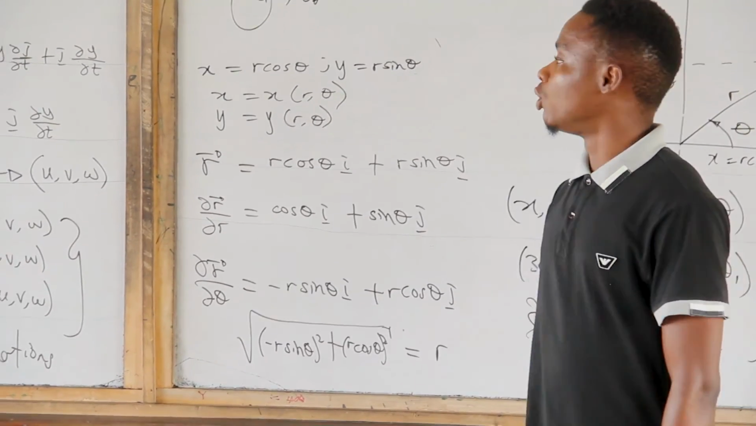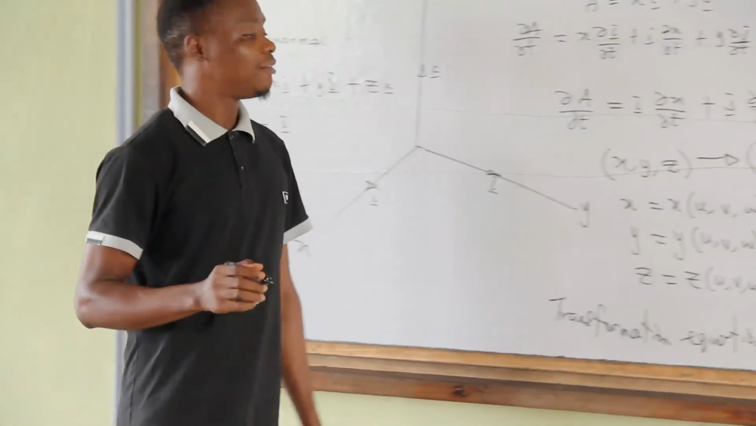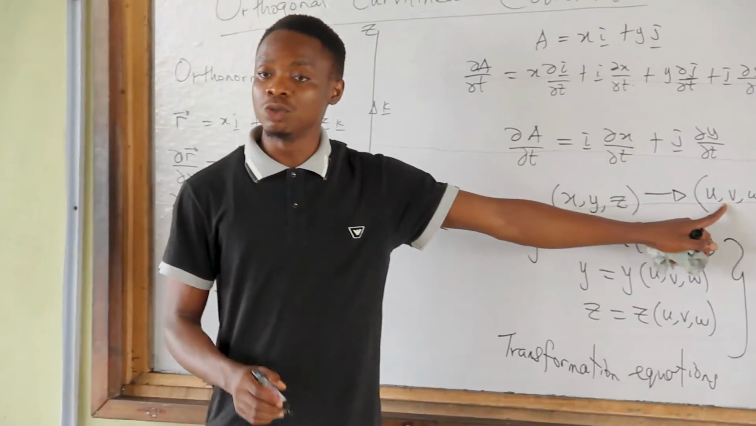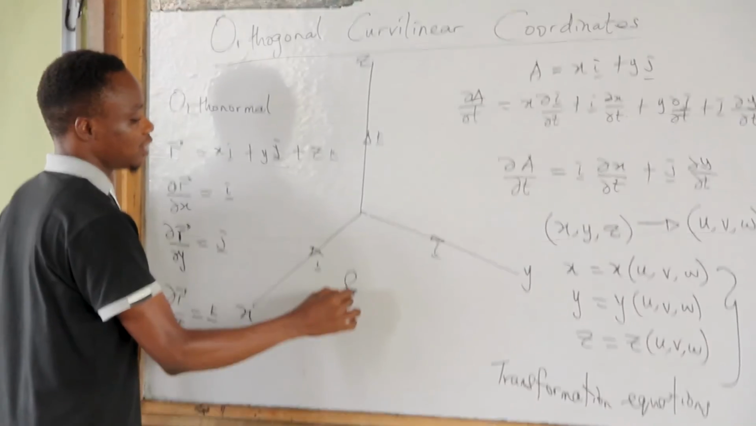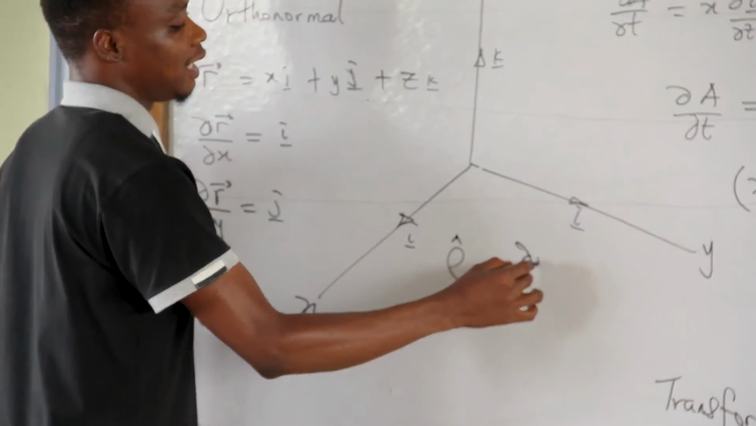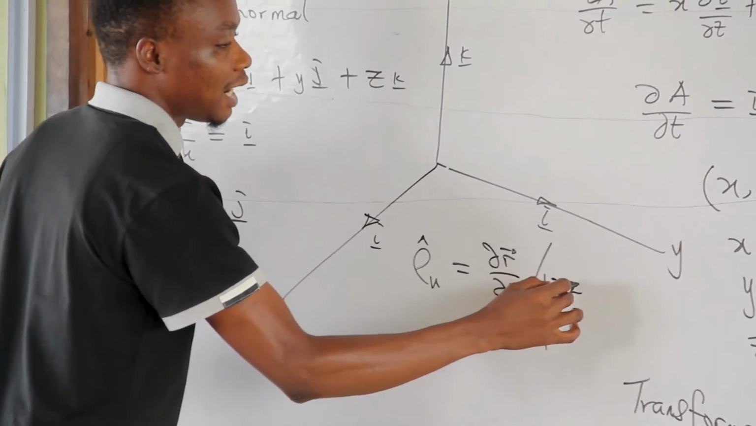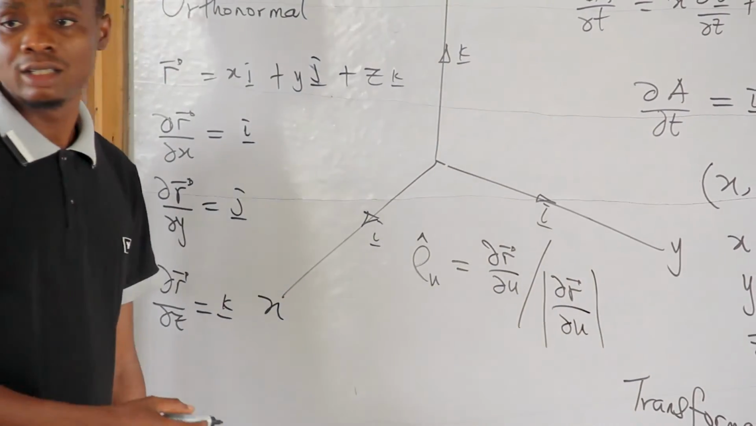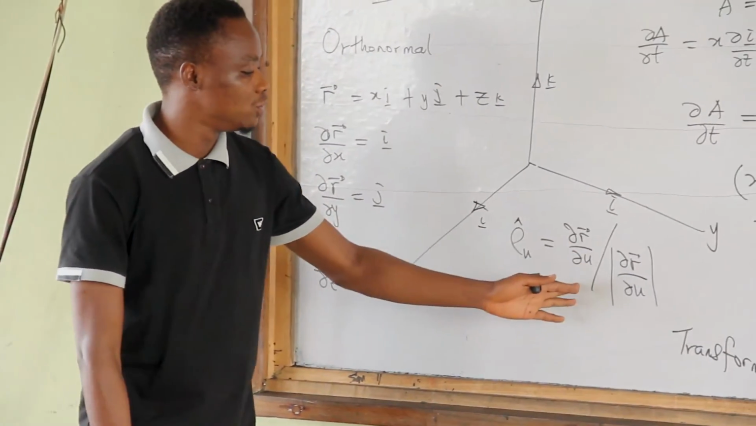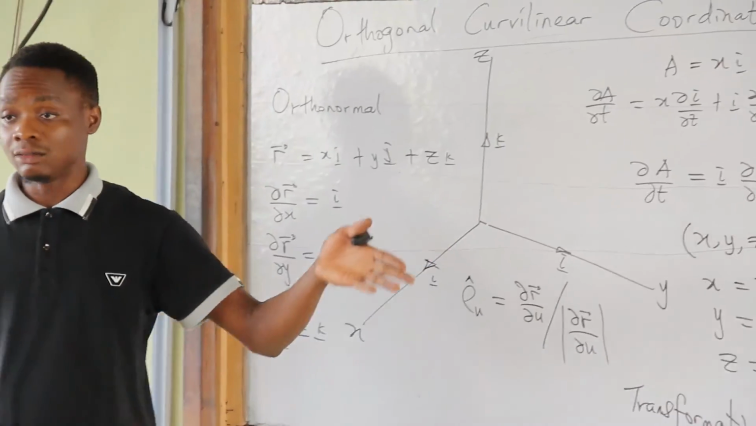So that tells us that generally, if I desire the unit vector in the direction of u, for instance, I will simply write e_u cap as del r del u divided by the modulus of del r del u. Do you understand this idea? When I take del r del u and divide it by its modulus, by its magnitude, whether that magnitude is 1, greater than 1, or less than 1, it's going to give me a unit vector in the direction of u. Is this clear?